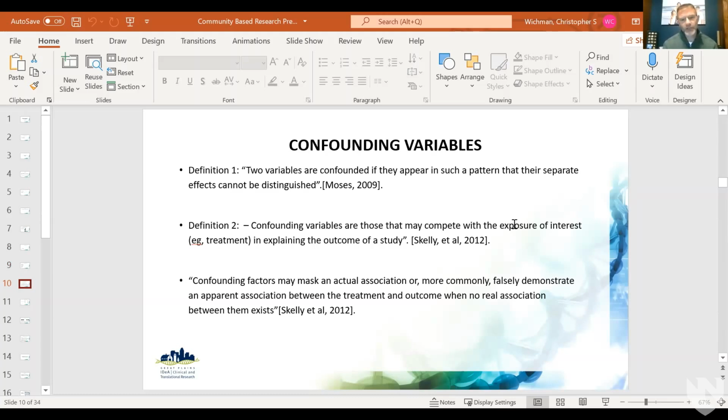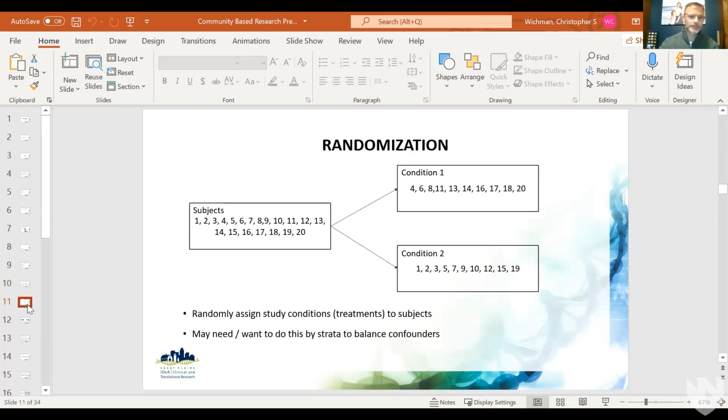And then from the same article, Skelly was talking about people that ignore confounders. The warning here is that your confounders may mask an actual association. But in their particular experience, they found that more commonly you'll demonstrate a false association because of the confounding when no real association exists. So it's a warning that confounding is something you really want to think about as you move through a design, regardless of the type of study, whether it's a traditional individual level model or a large scale, systems level study.